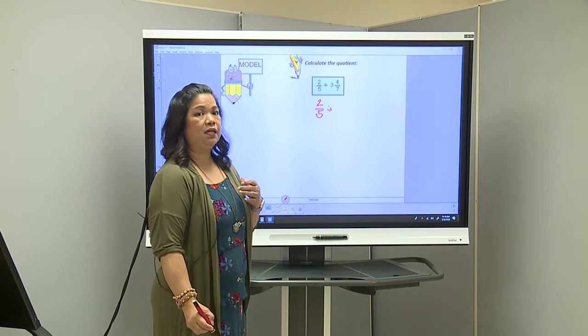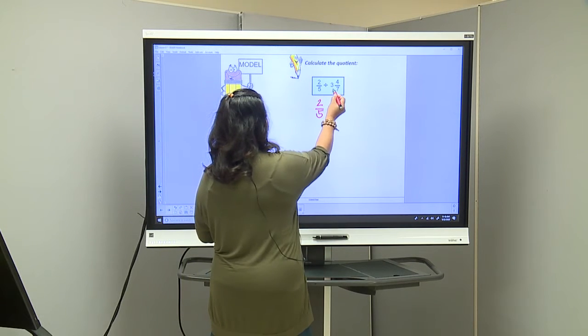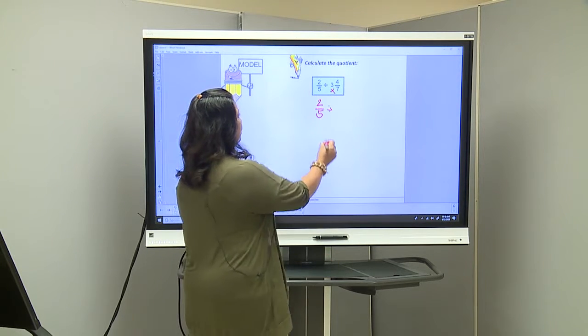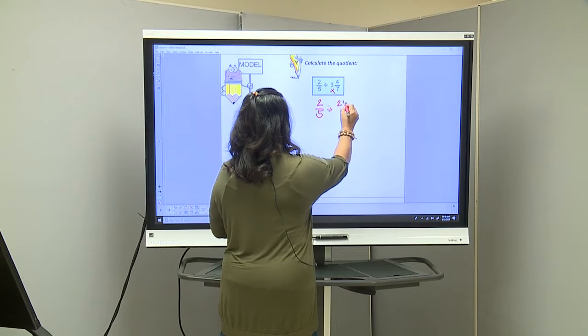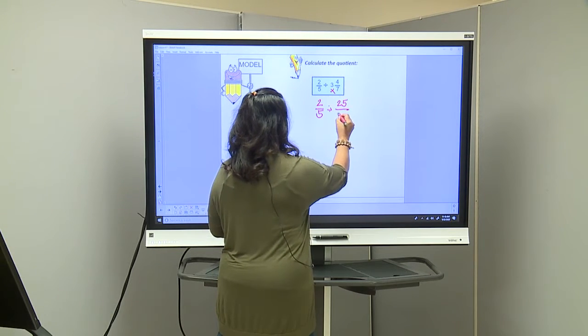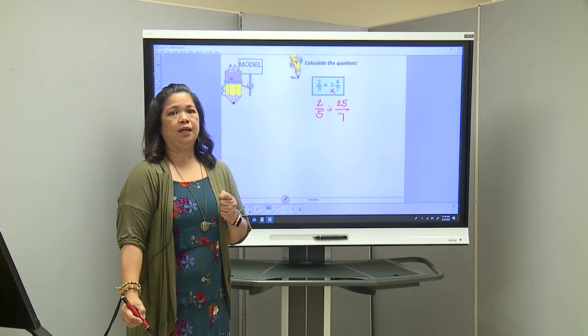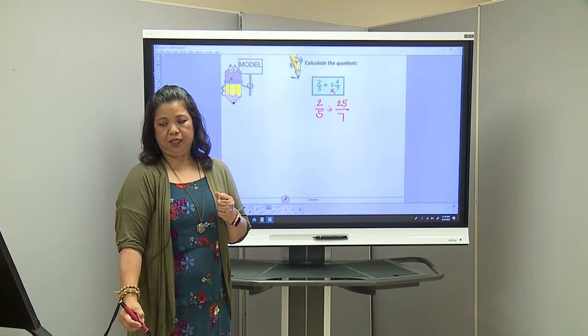yes, convert the mixed number into a fraction. And how do we do that? 3 times 7 is 21, plus 4 is 25. And then you keep your 7. Okay? Now, then what do we do?